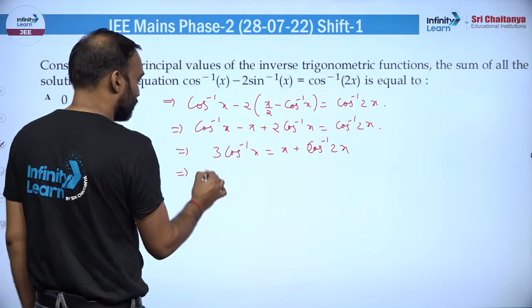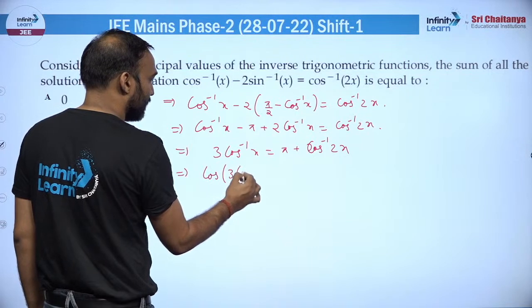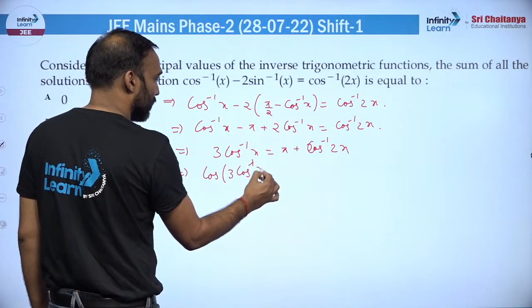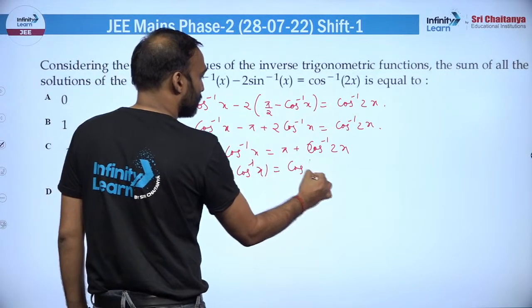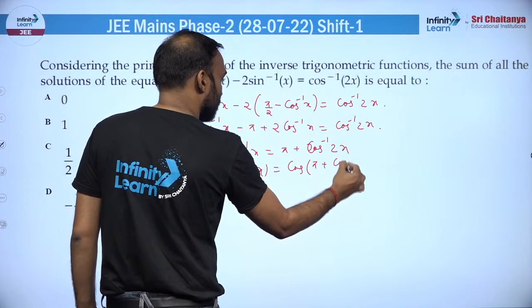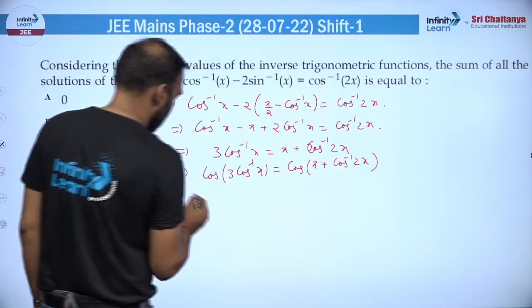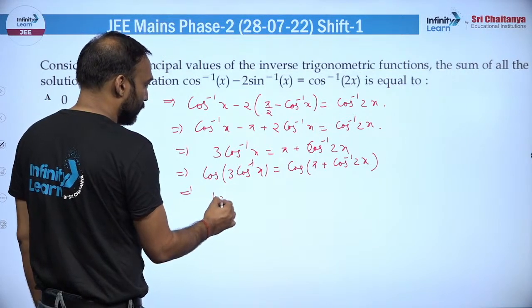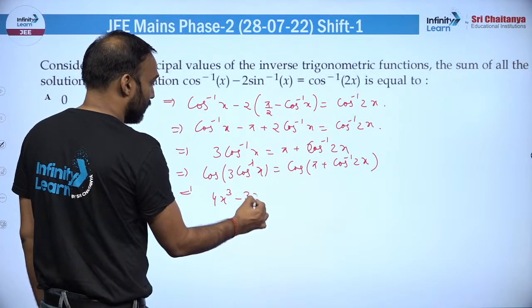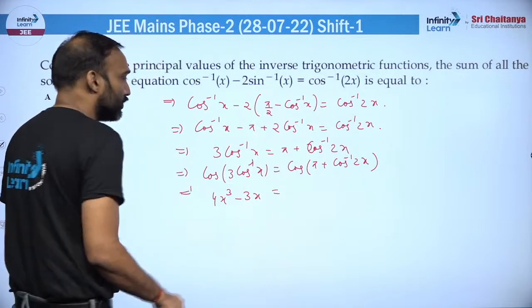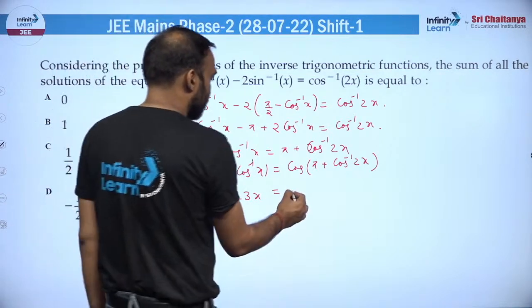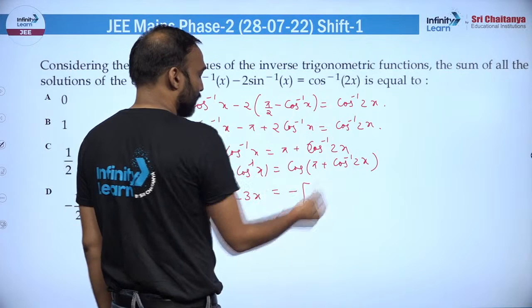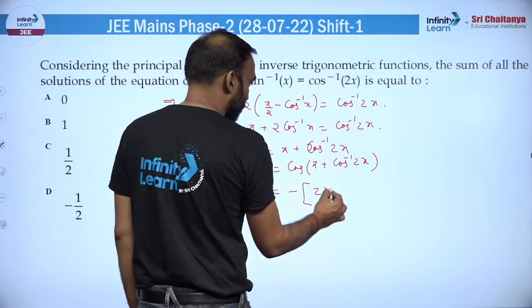Now I'll take cos on both sides. So cos of 3 theta, right? This is cos of 3 theta. This is cos of pi plus alpha. So cos of 3 theta would be equal to 4 cos cube theta minus 3 cos theta. Cos of pi plus theta is minus of cos of theta, right? That is equal to 2x.